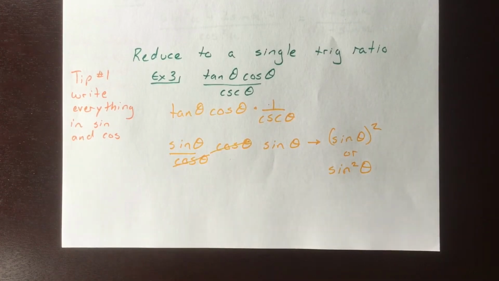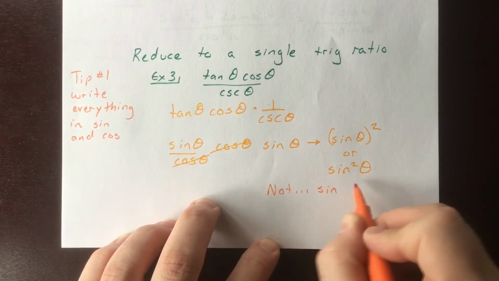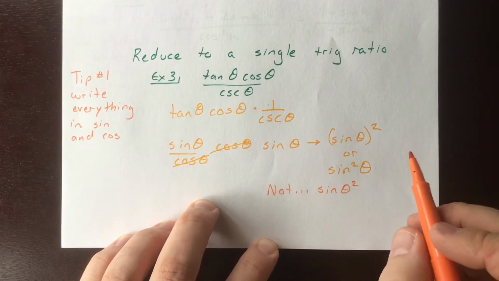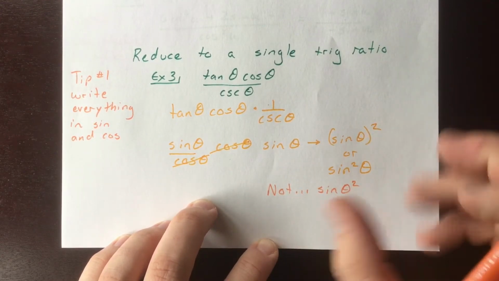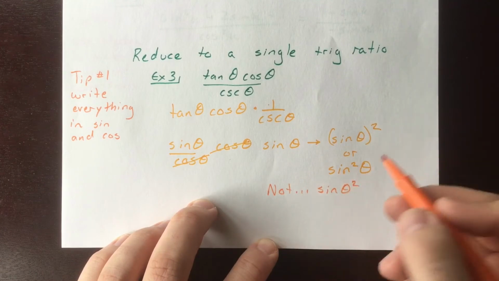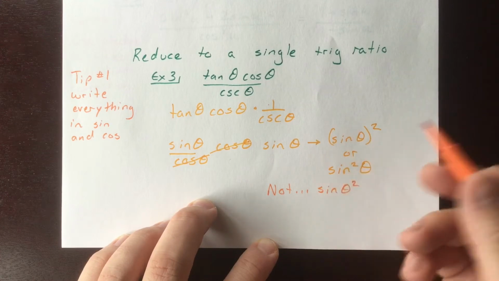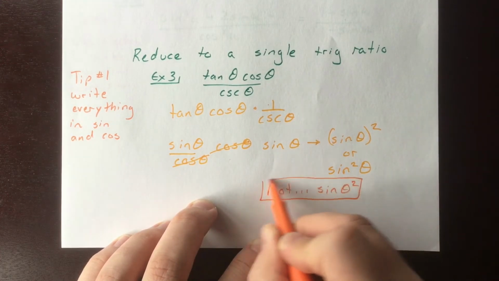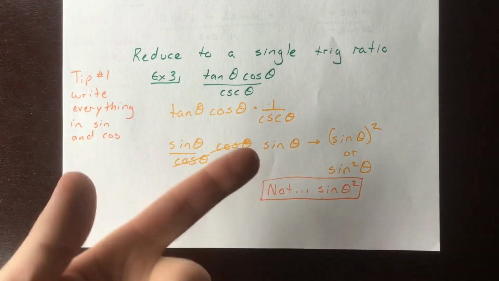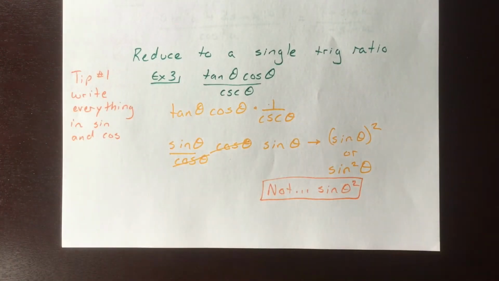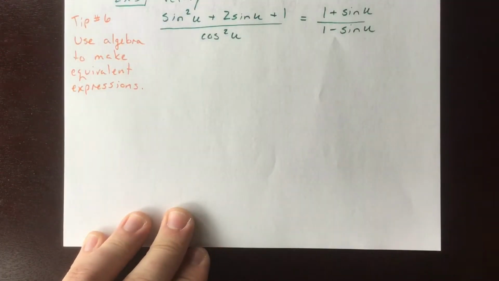Not sine theta squared, okay? That's a big no. Stay away from that. Either use sine theta in parentheses squared or say sine squared theta. This is the most commonly vocalized way of saying the answer, sine squared of theta. Just know this, it's not sine theta squared without the parentheses. Okay. That really did not use our Pythagorean identity. That's kind of boring. Let's see what else we have.